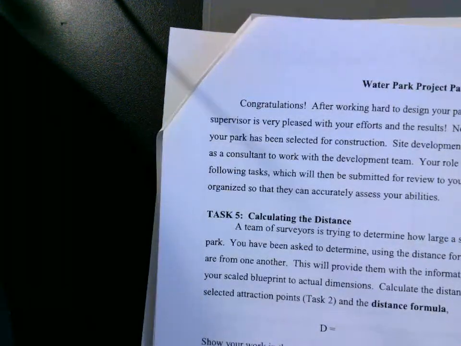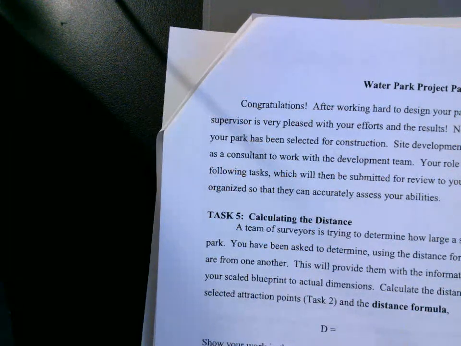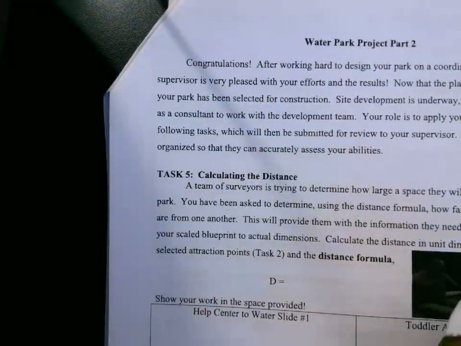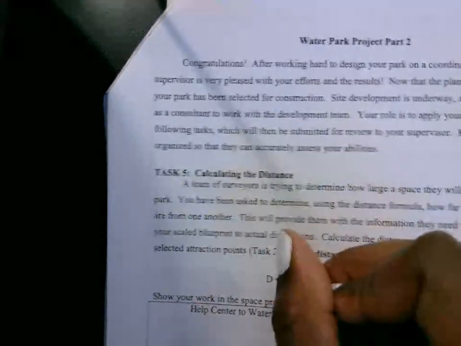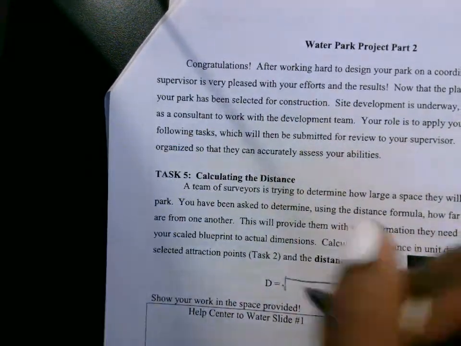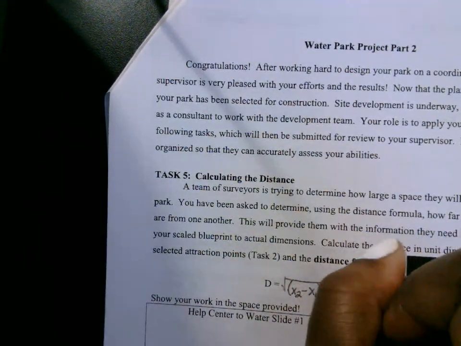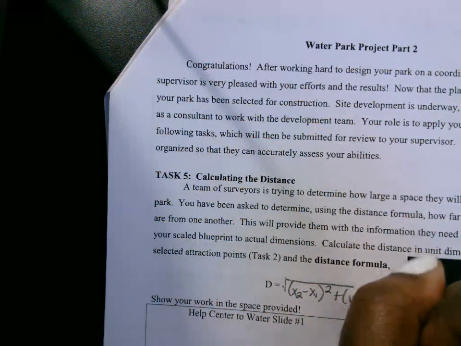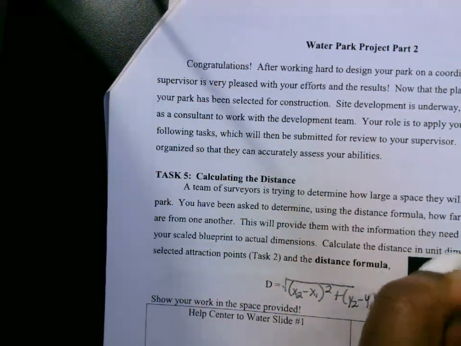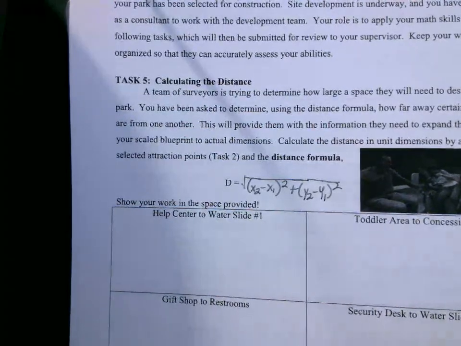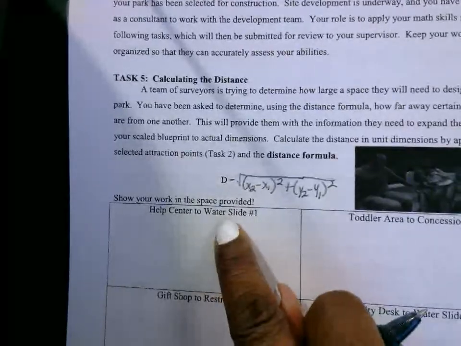Okay, so we have our distance formula. We're going to go over this part right here. We already have our part created, so now we're doing the distance. Remember, the distance formula is d equals the square root of x2 minus x1 squared plus y2 minus y1 squared. That's the distance formula, okay? So we're going to use it to find the distance between these two points here.